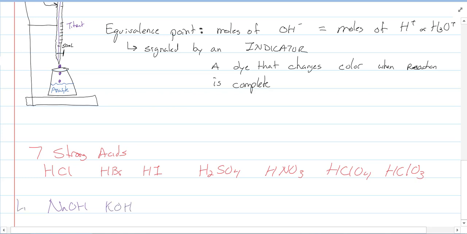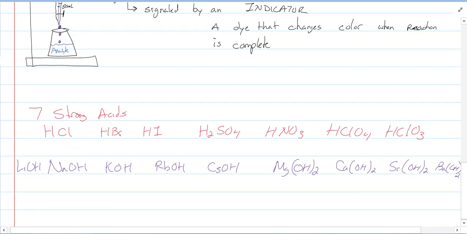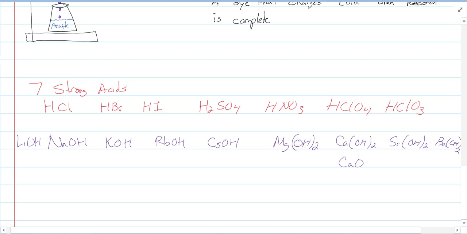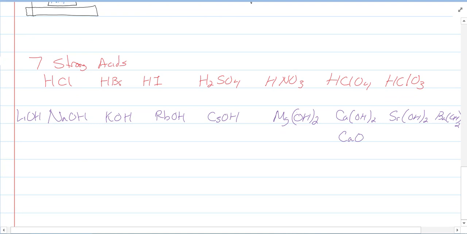However, you also have lithium hydroxide. You would technically have rubidium hydroxide and cesium hydroxide. You also would have magnesium hydroxide. Group 1 and group 2: calcium hydroxide, strontium hydroxide, and barium hydroxide. Just know another common strong base is CaO, which is lime. Okay, so there are strong acids, strong bases. Weak acids are anything else, and your weak base is NH3 and its derivatives.